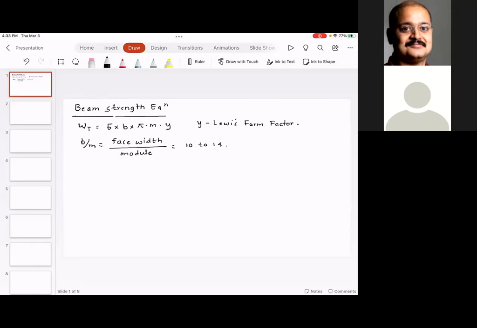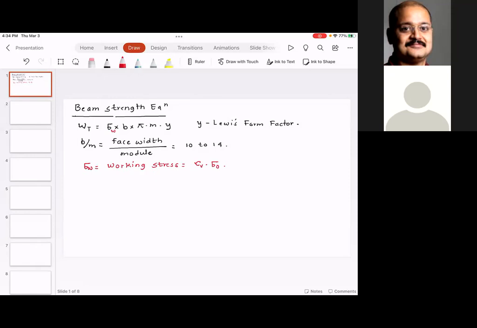Now, this sigma is sigma W. Sigma W is also called the working stress, which is nothing but the velocity factor Cv multiplied by sigma O. And sigma O is the static strength.